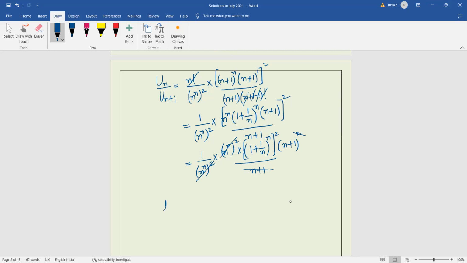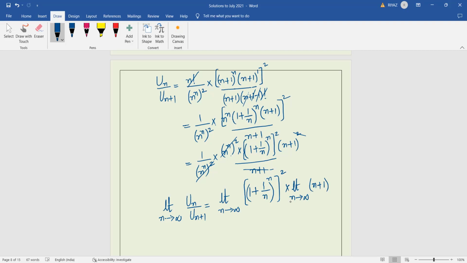Then we take limit n tends to infinity on both sides. Limit n tends to infinity, un by un plus 1 value is equal to, what happened here if you apply the limit n tends to infinity? Limit n tends to infinity, 1 plus 1 by n whole to the power of n whole square, and this limit also applies to this term, n plus 1.